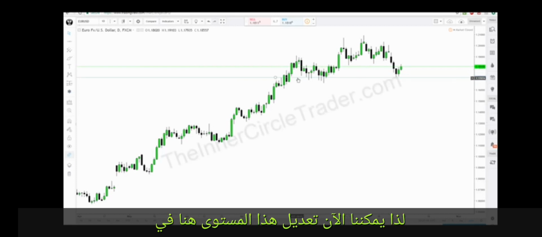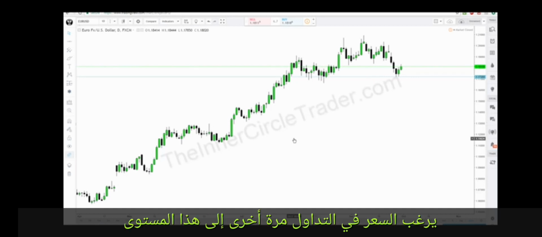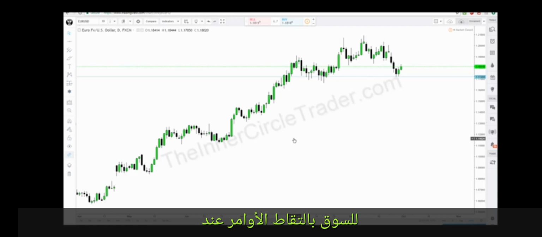Now we can adjust this level here and show it at 117.20. So 117.20 is the institutional price level. From an algorithmic standpoint, price is going to want to trade back down to that level. The reason is it allows the market to pick up orders just below or above that level. There are limit orders there, there are stops there, but generally it's coming down to run stops to pair the orders with smart money's limit orders.